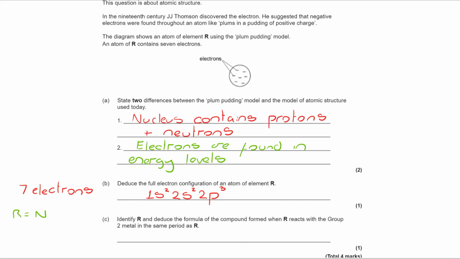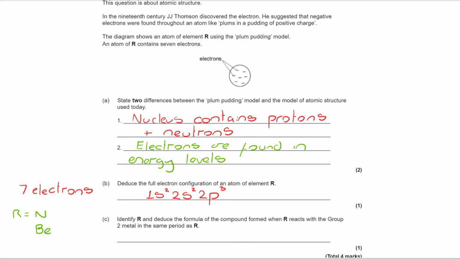Now, you are expected to find the formula of a compound where that nitrogen is bonded with the group 2 metal in the same period. So you look at that period and you see that the element is Be. So it's clearly going to be beryllium and nitrogen in our compound.